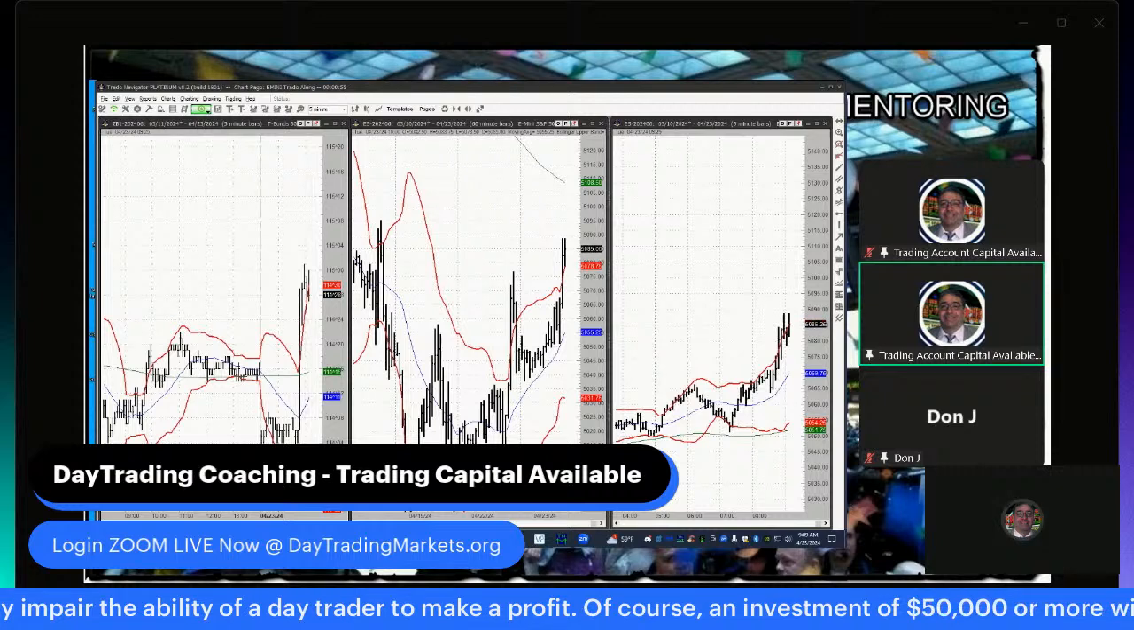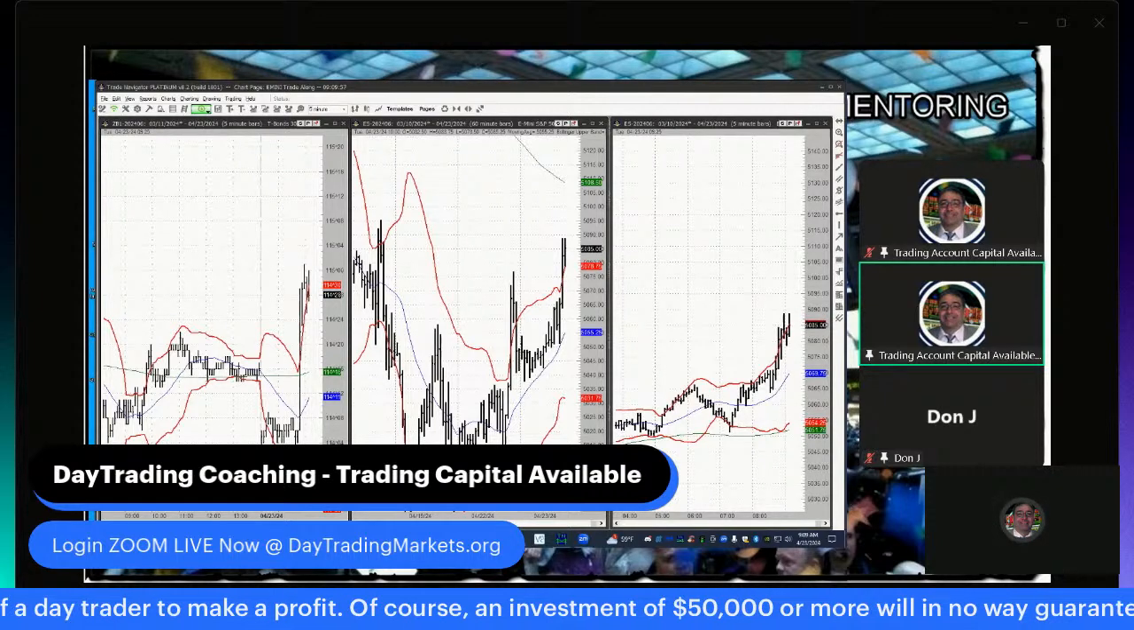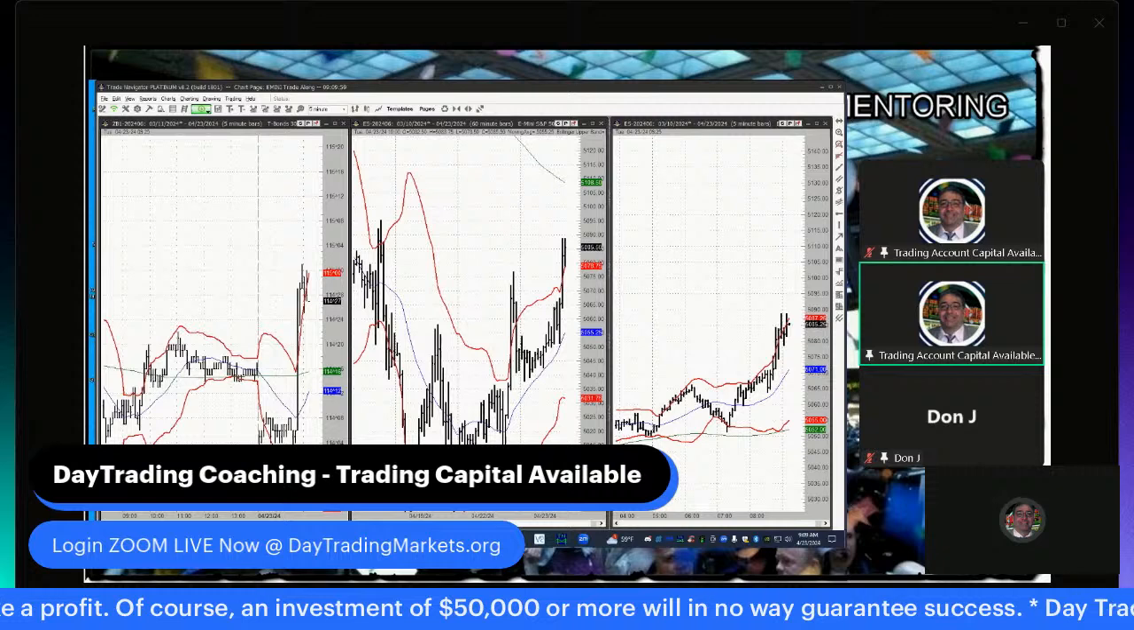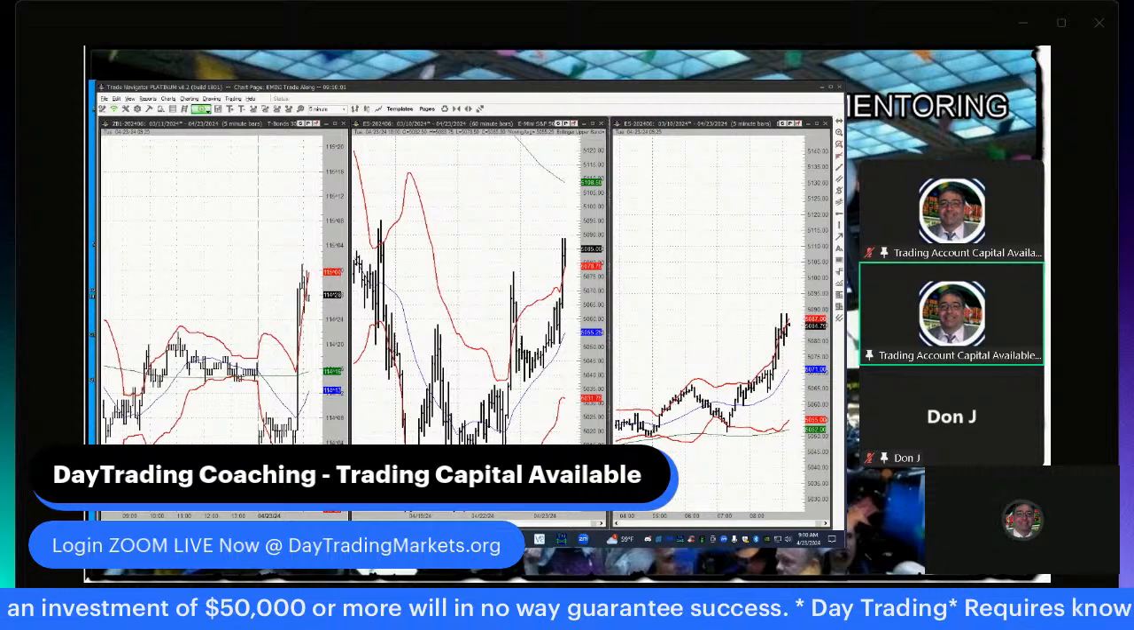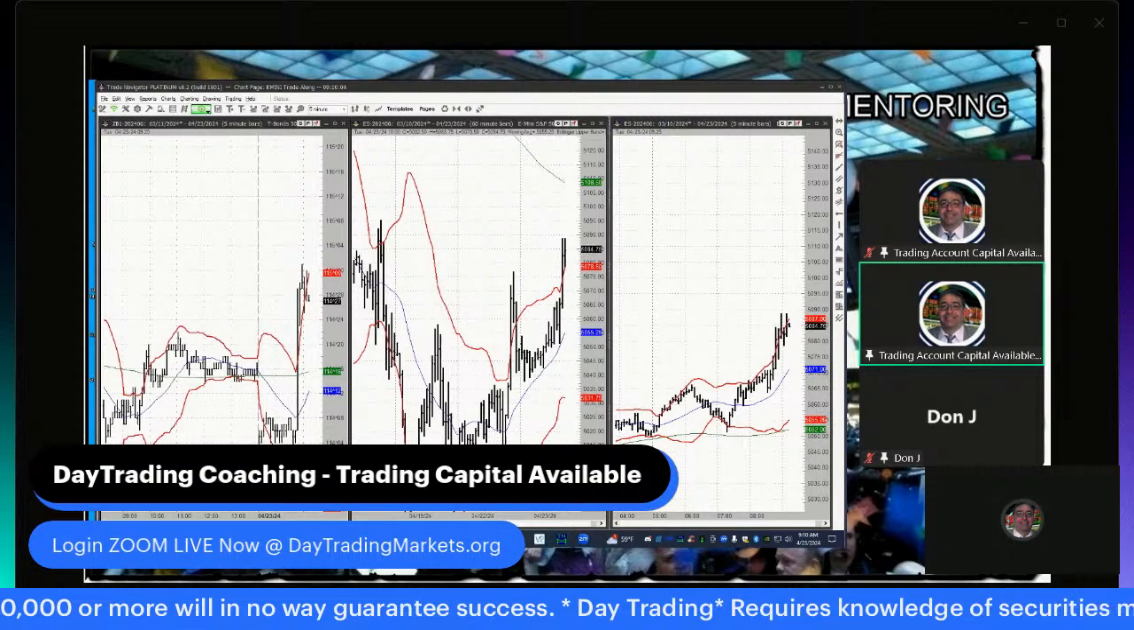Okay, we went and retested the high there. Nice little double top there. And then came off of it very quickly.